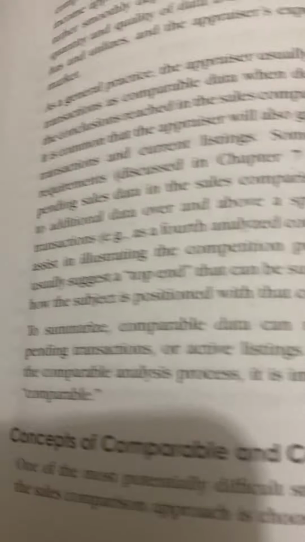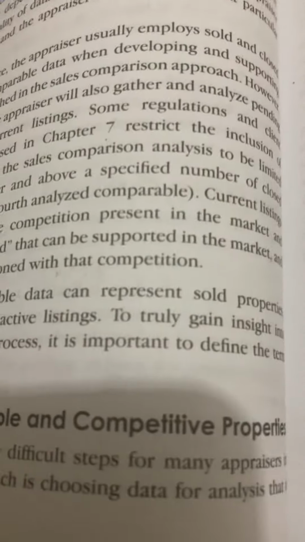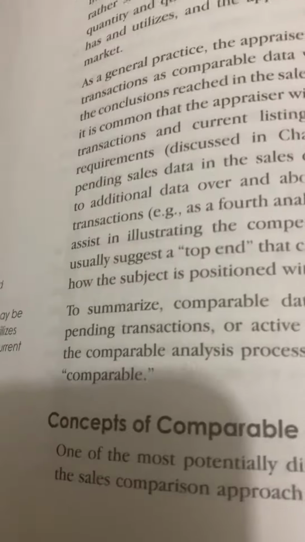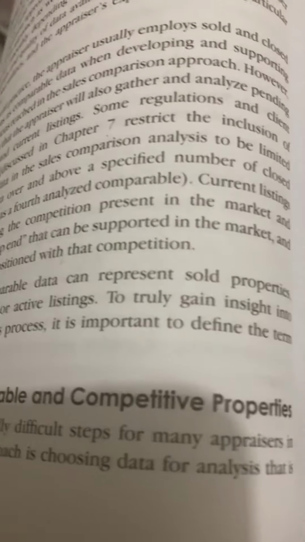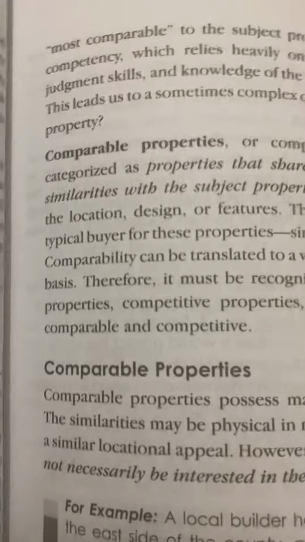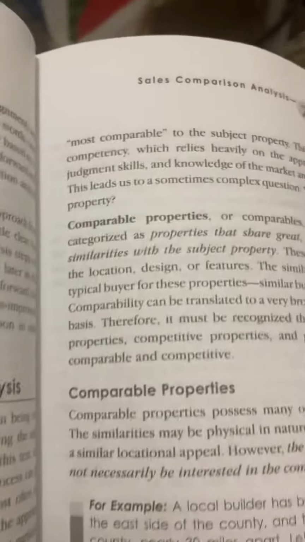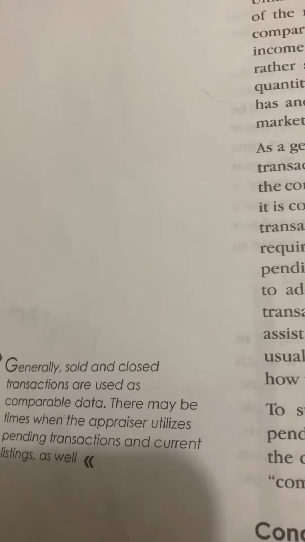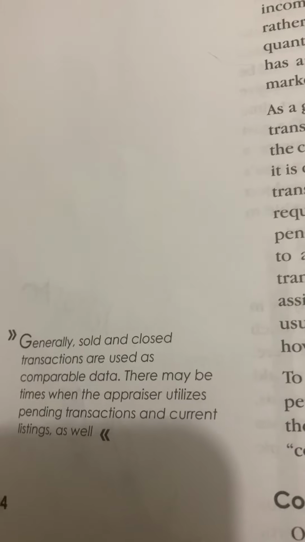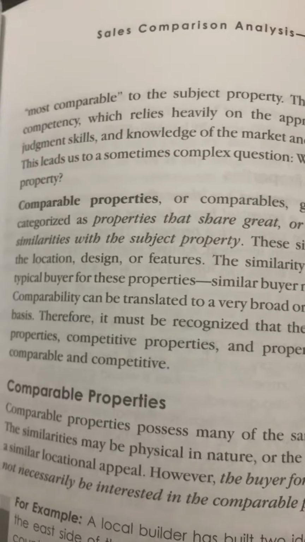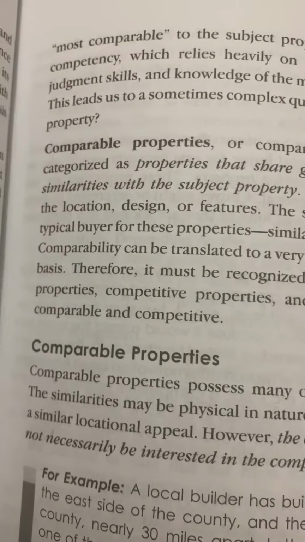To truly gain insight into the comparable analysis process, it is important to define the term comparable, concepts of comparable and competitive properties. One of the most potentially difficult steps for many appraisers in the sales comparison approach is choosing data for analysis that is, page 45, most comparable to the subject property. Generally, sold and closed transactions are used as comparable data. There may be times when the appraiser utilizes pending transactions and current listings as well. This process requires competency, which relies heavily on the appraiser's experience, judgment skills, and knowledge of the market and/or neighborhood.